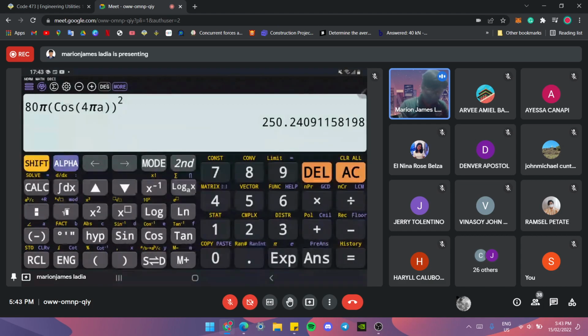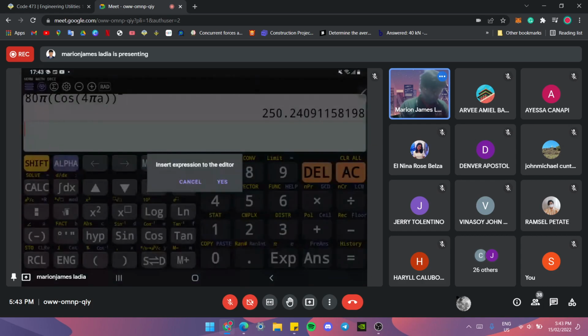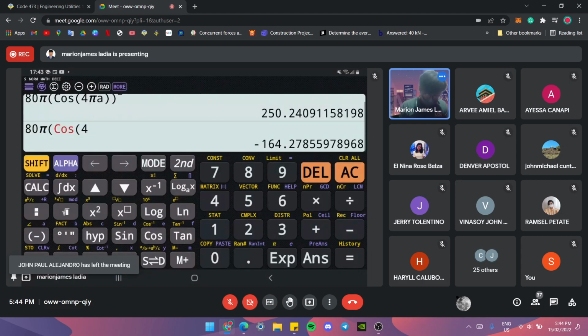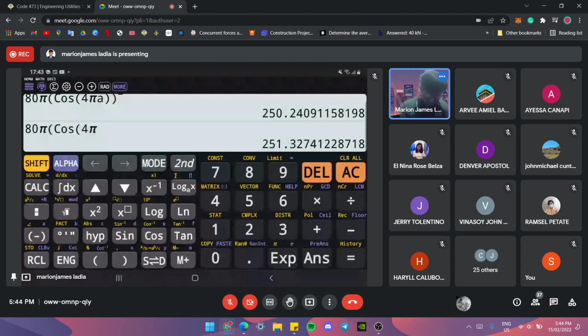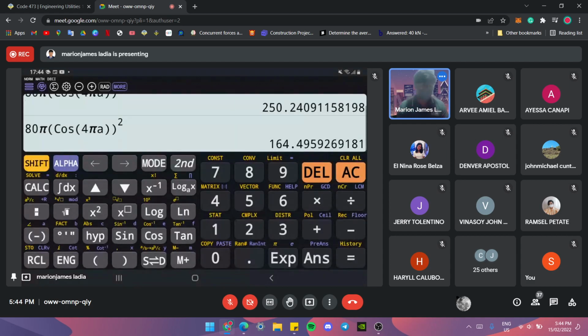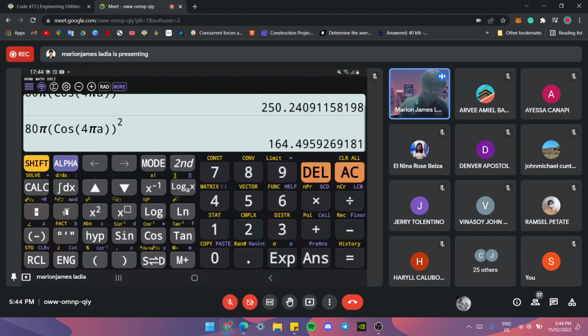Bakit? Because naka-degree. Dapat i-rad mo. So therefore, uulitin natin. 80 shift pi, cosine 4 shift pi, alpha a, squared. Okay. Ayan. We have 164.49 milliwatts.